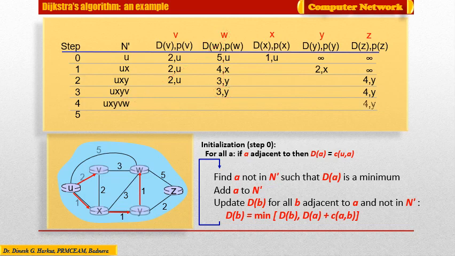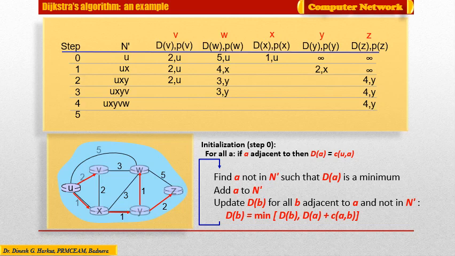Again repeat the step and compute the values. Nodes U, X, Y, V are already added, so no need to calculate the values for them. Only the node Z is yet to be added. We calculate the value for Z, that is from W to Z. W to Z again comes to 2 plus 1 plus 1, that is 4. The immediate previous node is Y.